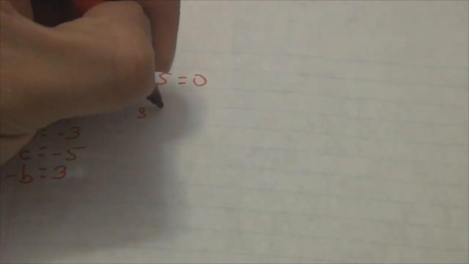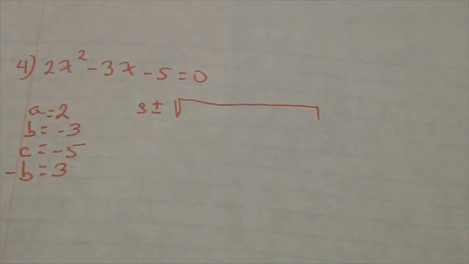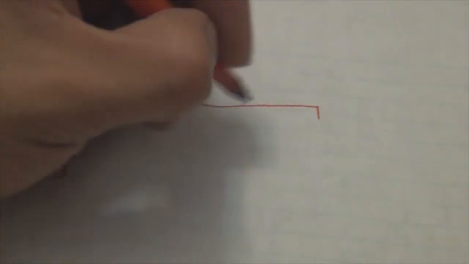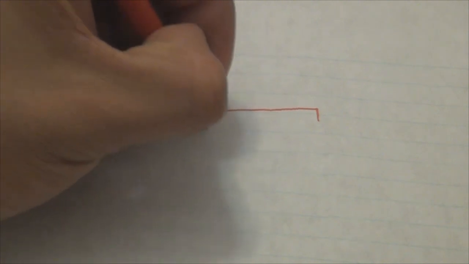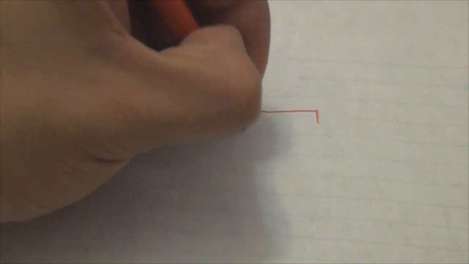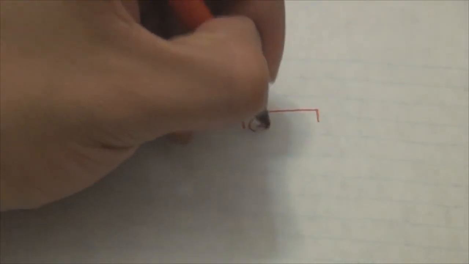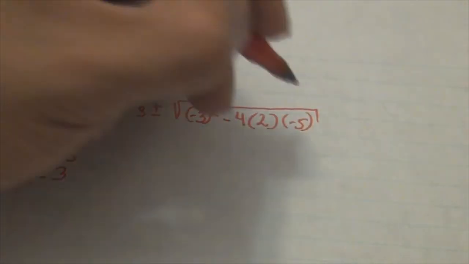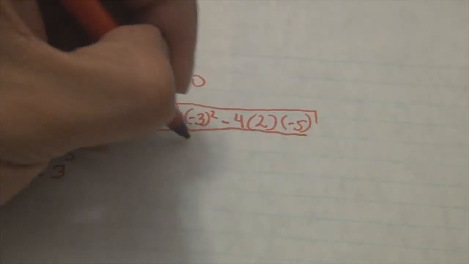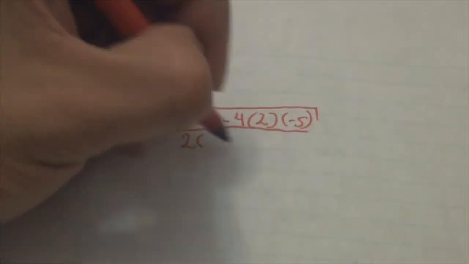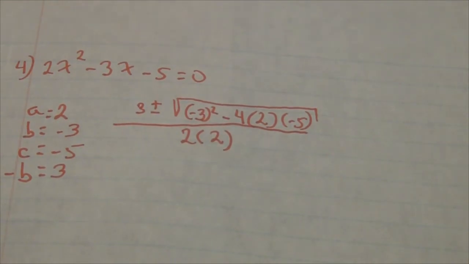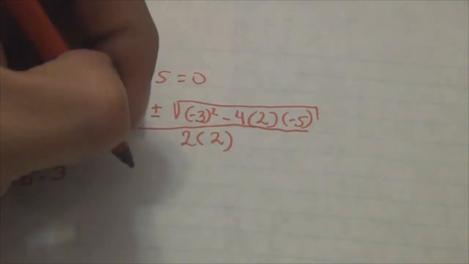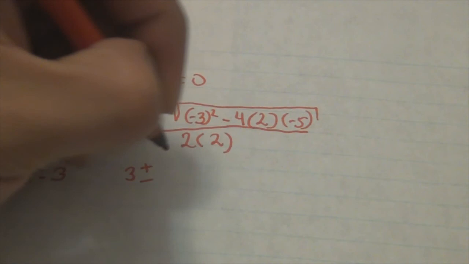And now we follow the formula. So negative B plus or minus the square root of B squared, which is negative 3 squared, minus 4 times A times C, divided by 2A. Okay, and now we have 3 plus or minus.